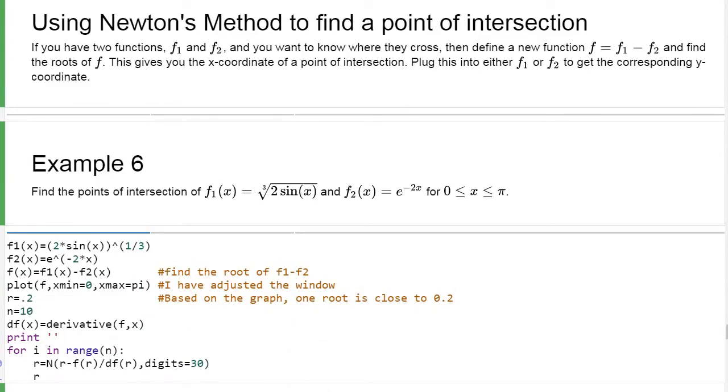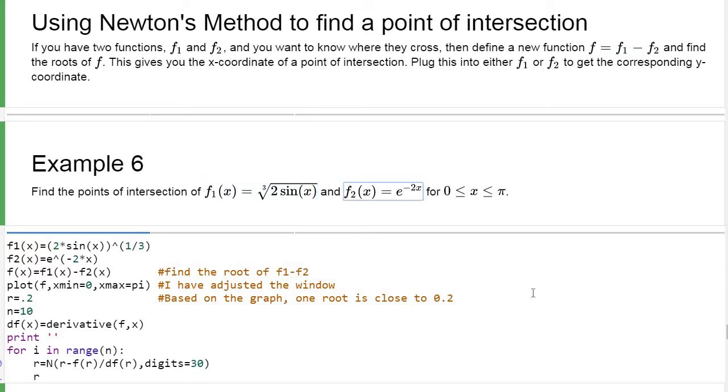Okay, you can also use Newton's method to find the point of intersection of 2 functions. So we got 2 functions, I'll call them f1 and f2. I want to know where they cross. The idea is to define a new function, which I'll call f. f is going to be f1 minus f2. I'm going to find the roots of f. That is, where is f equal to 0? If f equals 0, that means f1 and f2 are equal to each other. That's how f1 minus f2 can be 0. And that means that they cross there. So the x coordinates of the points of intersection of f1 and f2 are the roots of this new function f.